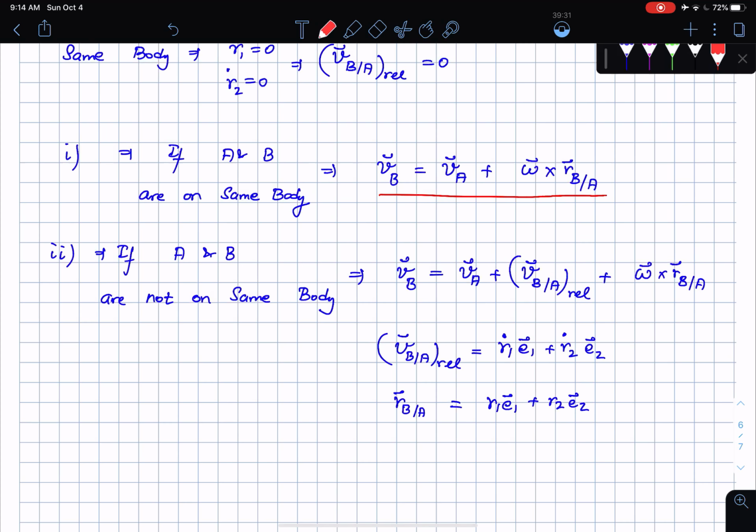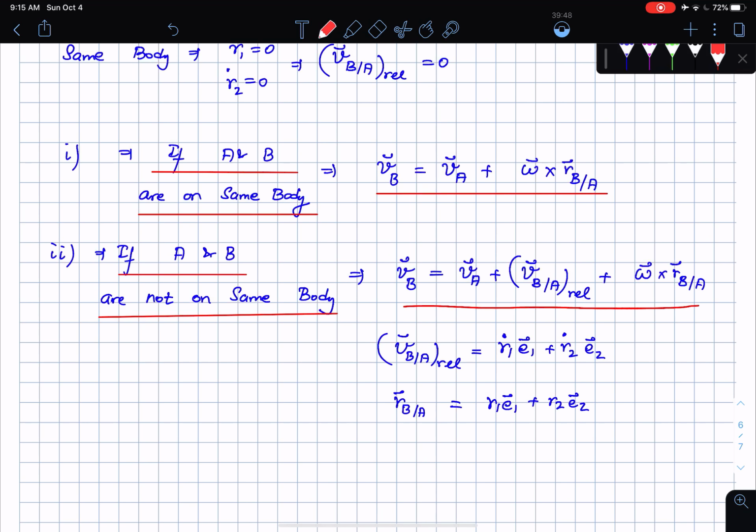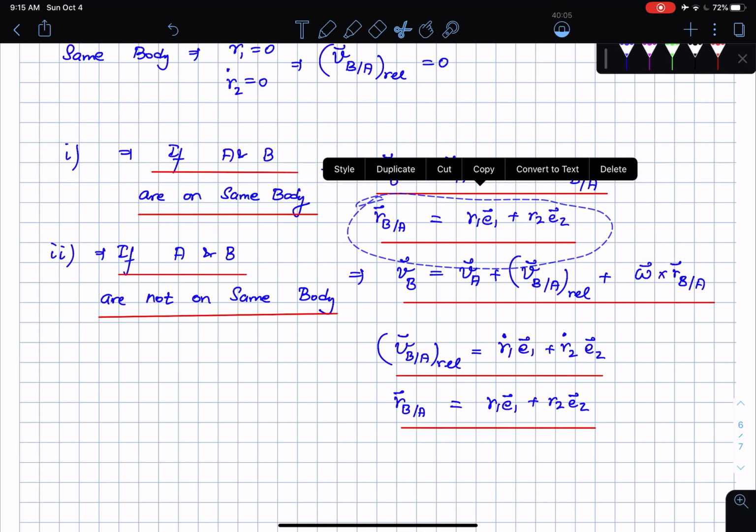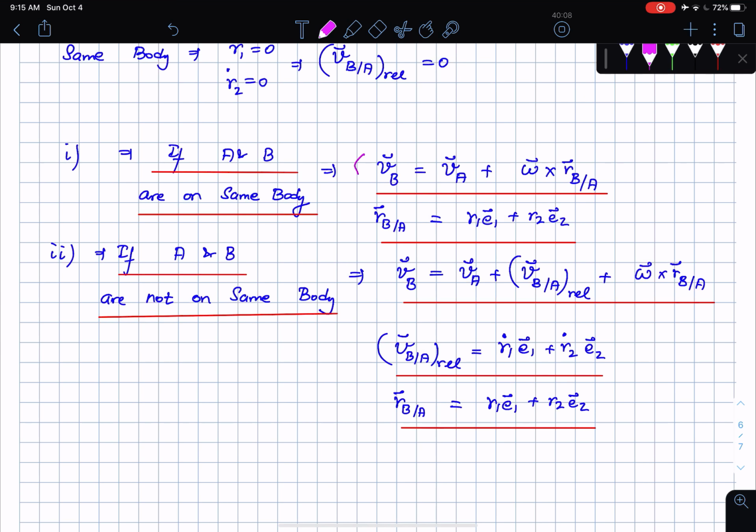So this is if they are on the same body. If they're on the same body, then you lose the translational relative velocity, because two points on the same body cannot translate with respect to each other. But if they are on a different body, then I have this entire big term that is coming into the picture, where this relative velocity is defined this way, and this is the position vector. The position vector is the same as the previous case as well. Even for the previous case, I can copy this and paste this here. So that's true there, and that's true there.